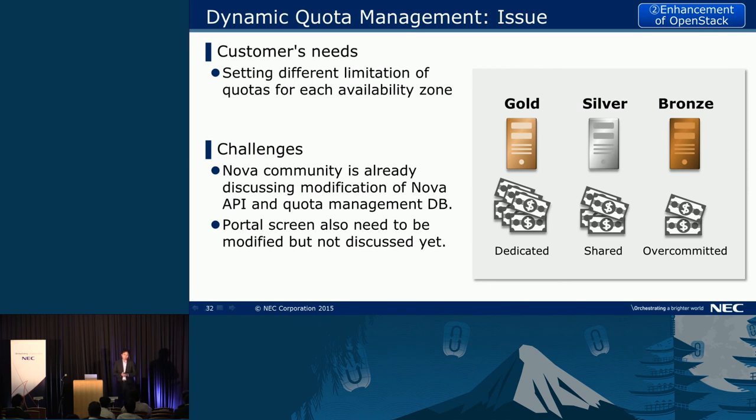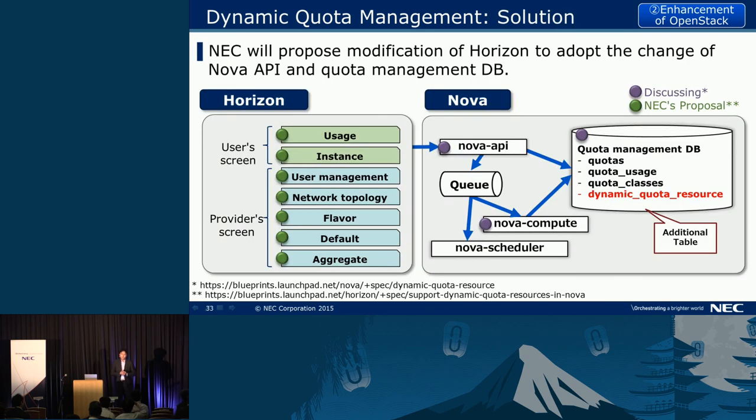The next slide is dynamic quota management. Customers need to set different limitations of quotas for each availability zone. Such a requirement and discussion might be there, but right now, dynamic quota management is just being discussed in the Nova project. But that is not enough, because in that case, you need some portal to define and manage it. Right now, NEC has proposed this capability on top of Horizon.